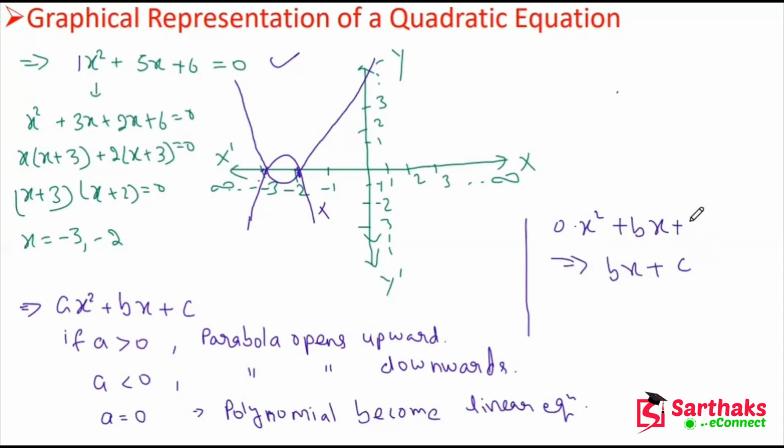This is c. So this is our linear polynomial. I hope you get this point. So the polynomial and its graph is linear. Okay, this will become linear. Yes, so let's move on.